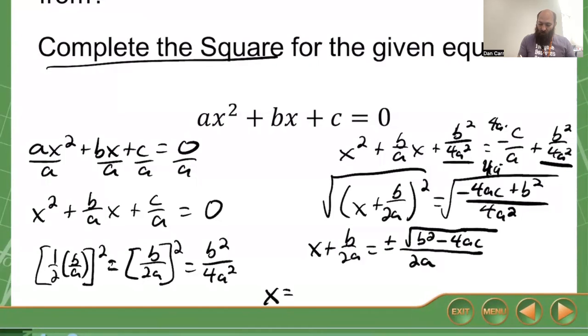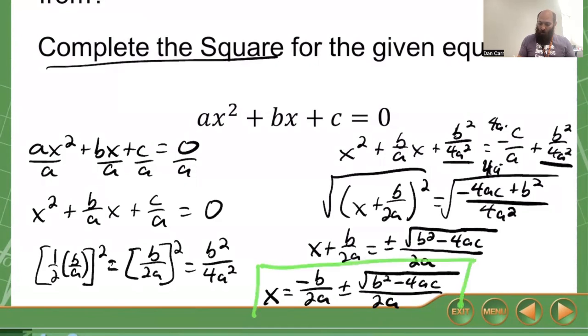So here's what my formula looks like. x equals negative b over 2a plus or minus the square root of b squared minus 4ac, all over 2a. This is our quadratic formula. And this is what we're going to be using for the next video and the rest of the lesson. So that's where this comes from.